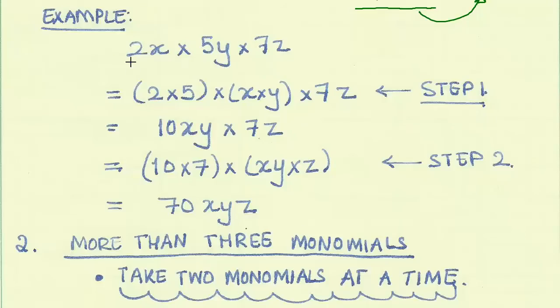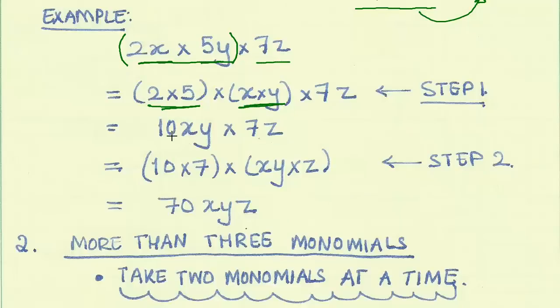So here is an example of multiplication of three monomials. We are saying multiply 2x by 5y by 7z. The first step is to multiply 2x by 5y. This is our first multiplication. If you remember from our earlier discussion on multiplying one monomial by another, we just multiply the two coefficients, so we have 2 multiplied by 5, and then we multiply the variables separately, so we have x multiplied by y.